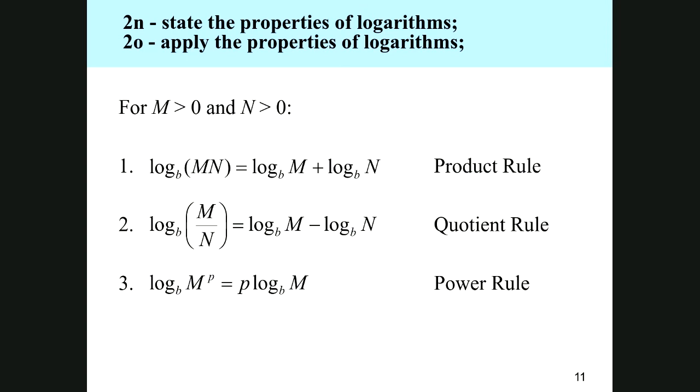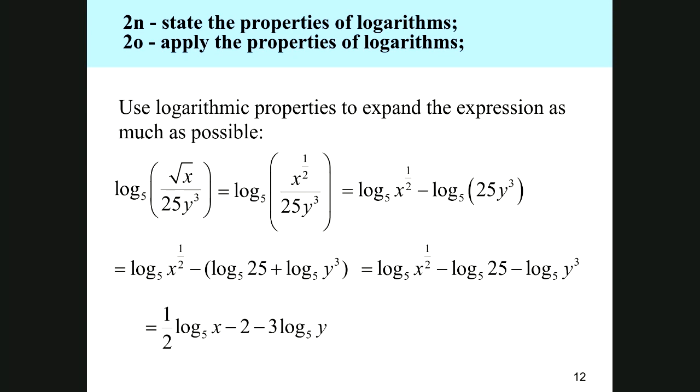So here's all of them put together. The product rule: if you have a product inside, you can separate them into 2 logarithms with addition. If you have a quotient, you can use subtraction. And if you have an exponent, you can move it out front. That's the power rule. So what if you have all of these things going on at once?